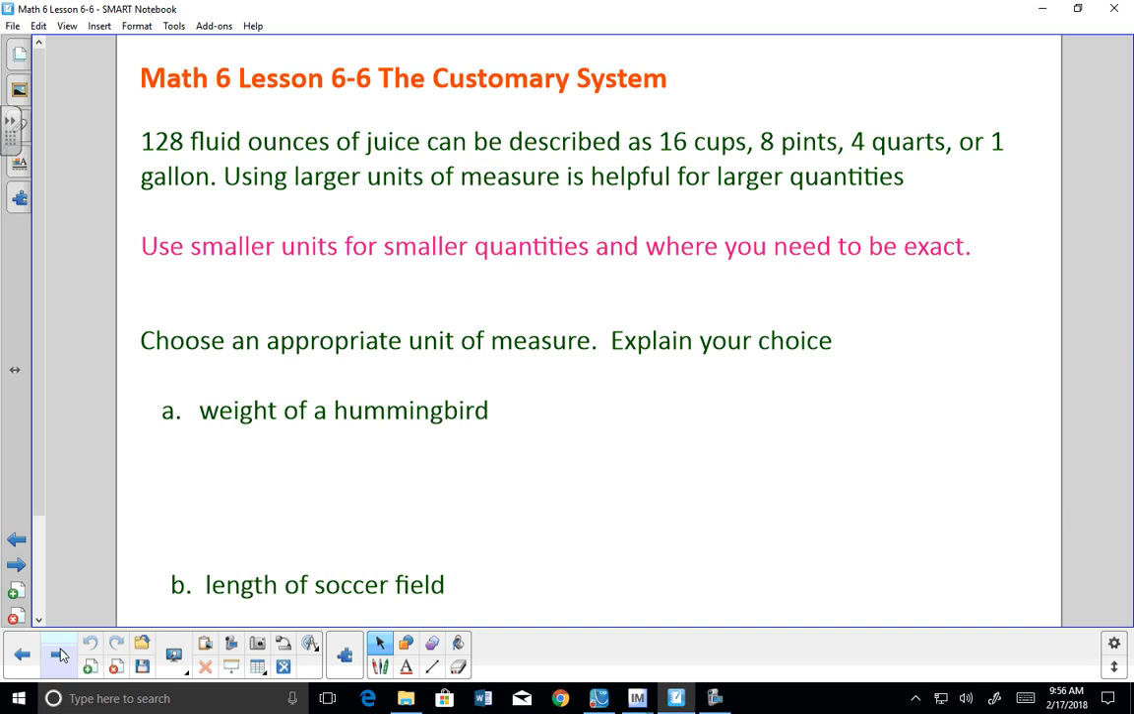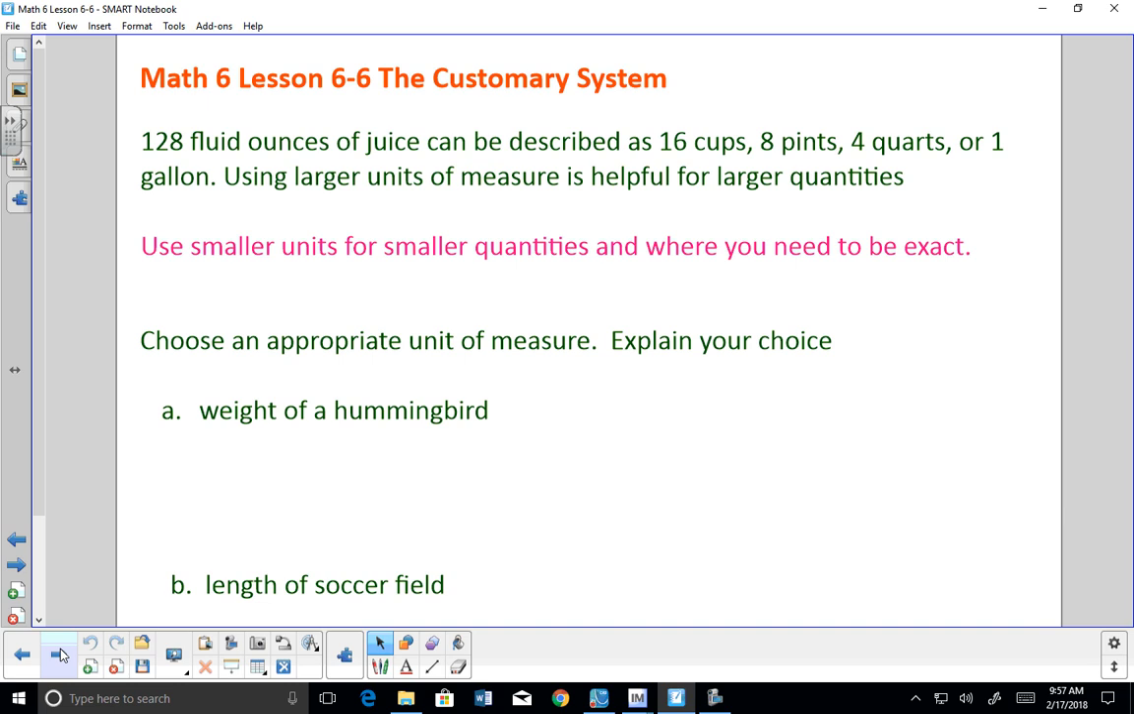If somebody said, how much juice do you have? And you say, I have a gallon. They can picture a gallon. If you say, I have 16 cups, they're like, oh, 16 cups. It's kind of hard to picture 16 cups. Worse, I have 128 fluid ounces. Is that a lot? Is that little? I'm not sure. Okay.